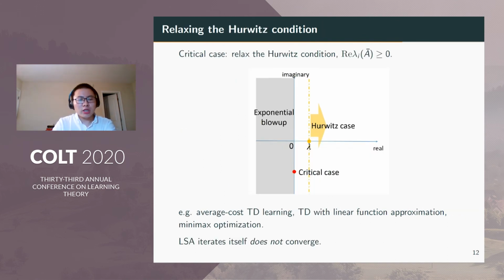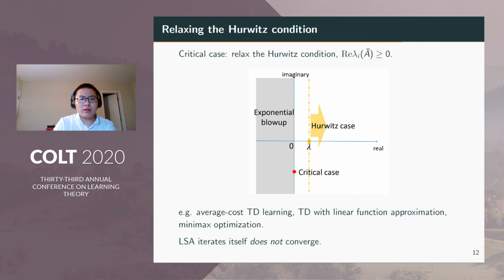Now we have the asymptotic and non-asymptotic results, both in the Hurwitz case. And in many applications, the underlying population level matrix A is not Hurwitz. Let's look at this complex plane. To the right of this yellow vertical line is the Hurwitz case. The Hurwitz parameter is lower bounded by lambda, and it is safe to apply the asymptotic and non-asymptotic results. And in the gray region, where the eigenvalues can have negative real parts, the iterates are exponentially blowing up, and there's no hope at all.